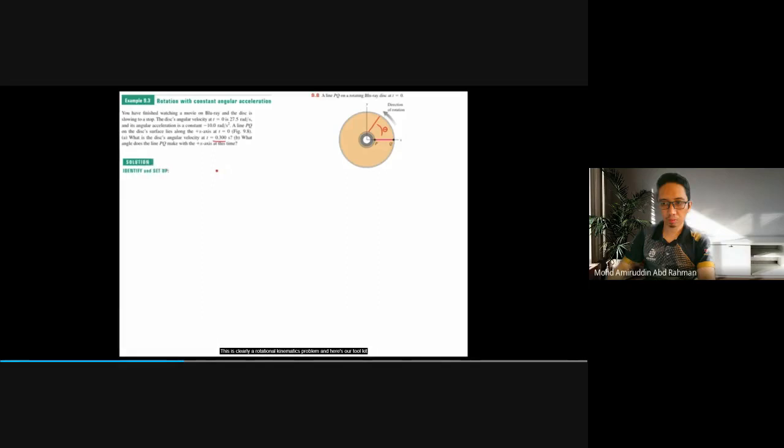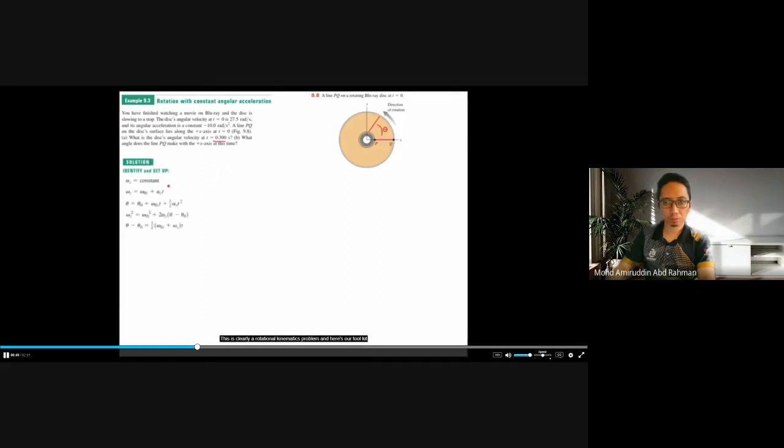This is clearly a rotational kinematics problem, and here's our toolkit for looking at rotational kinematics, where we're going to assume that the angular acceleration is constant. The angular velocity is given as a function of time in this equation, and here's the angular displacement as a function of time. And this equation relates the angular velocity to the displacement where time is not involved. So we're going to use a couple of these equations for the solution.